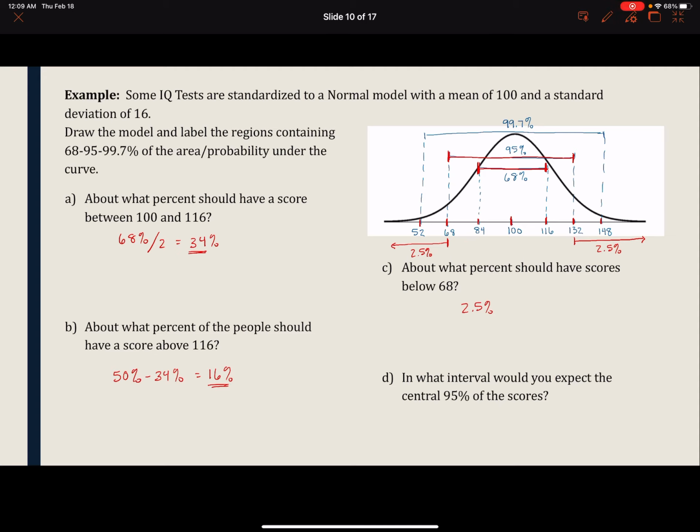For part D, it says, in what interval would you expect the central 95% of scores? So it's right on my model. I don't have to do any work, but I included this question because I wanted you to listen to the wording of it. So it's asking for an interval, and it's asking about the central 95% of scores. So not the lower or the upper, but the central 95% of scores. So that's what the model shows me, that this central 95% of scores are between 68 and 132. So I'm going to write that in interval notation and write 68, 132.